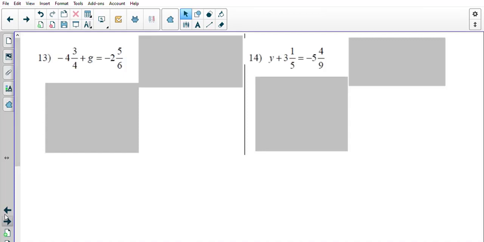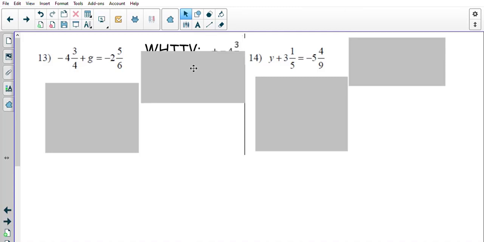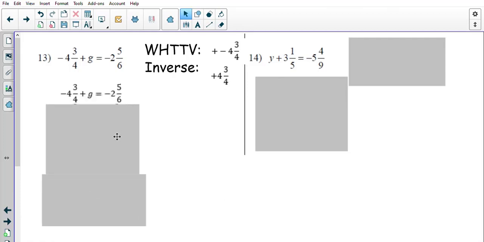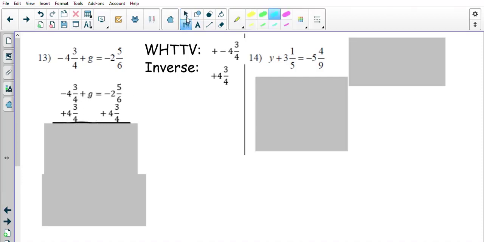All right, last two before I give you a little bit of independent practice to finish this video. We've got negative 4 3/4 plus g equals negative 2 5/6. What's happening to the variable is we're adding negative 4 3/4. The inverse of that is to add a positive 4 3/4. So you're going to see that I'll do plus 4 3/4 to both sides. The 4 3/4 on the left-hand side will cancel out, leaving you with g. What you will plug into your calculator.